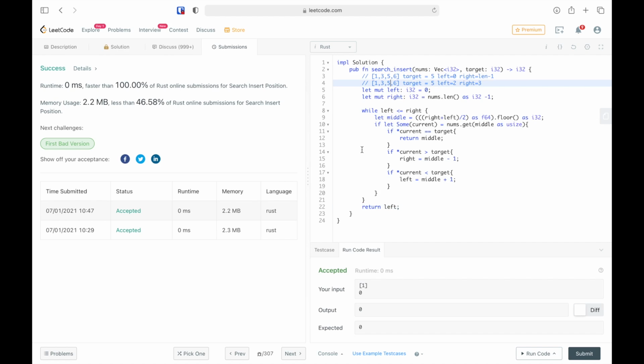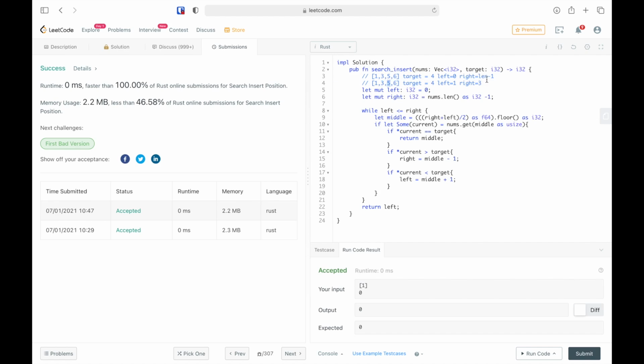So for example, let's say our target was 4 here. Then our middle would be here, right? Because 1, 2, 3, 4 subtracted by 1, so 3 divided by 2 is 1.5, floor it, so that will be 1. So left should be pointing at 1 and right should still be at 3. Then our mid is going to be this 5.